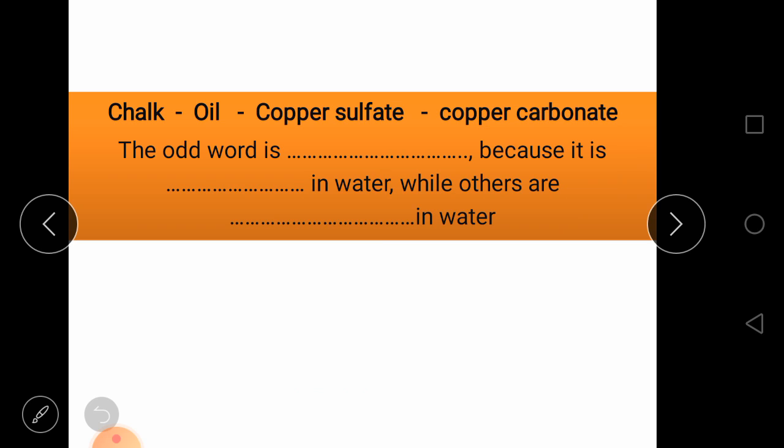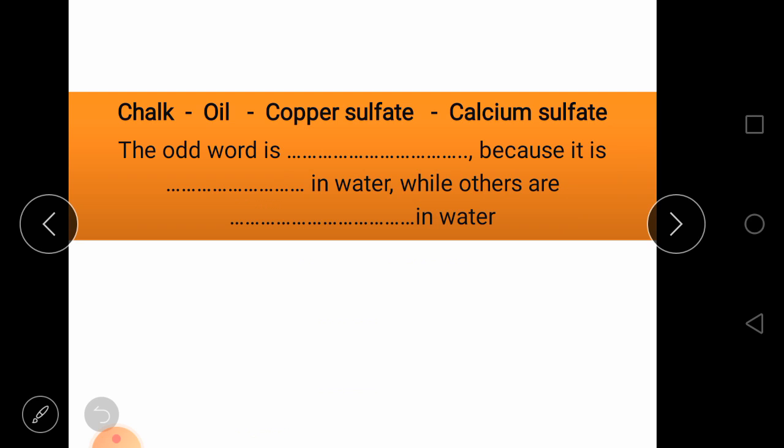Let's see these parts from water. We have chalk, oil, copper sulfate, copper carbonate. Soluble in water, insoluble in water. Yes, it is copper carbonate because it is insoluble in water, while others are soluble in water. Yes, here we have the odd word is copper sulfate again because it is soluble and others are insoluble in water.